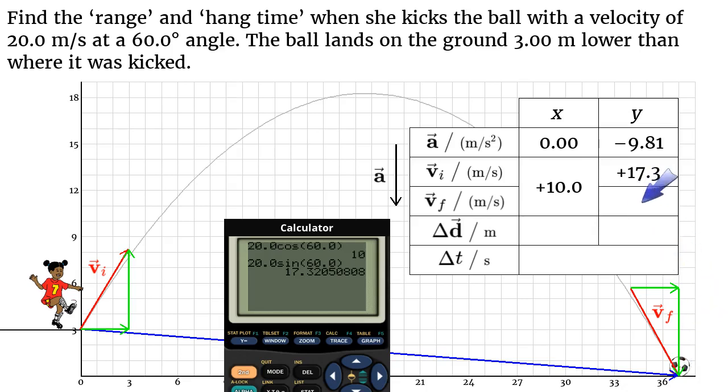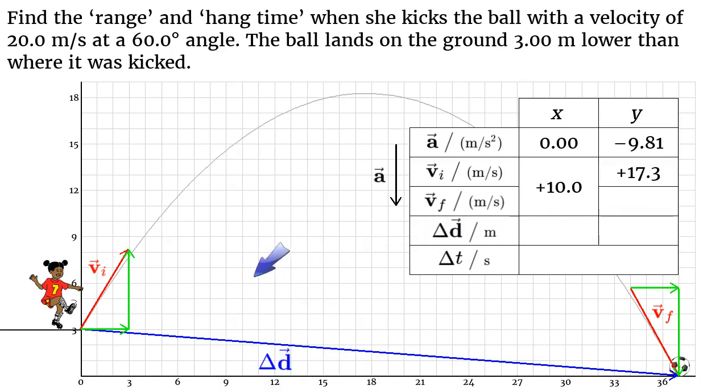Moving on to the displacement vector, the x component is unknown. The x component, that's the range, that's one of the things that we've been asked to find. The y component, however, we do know that. We know that the soccer ball starts 3 meters above the ground, it returns to the ground.